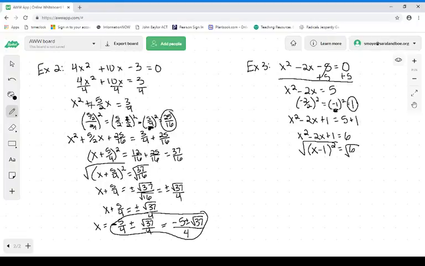We want to get x by itself. So our next step there, take the square root. x minus 1 is equal to plus or minus the square root of 6. This square root cannot be simplified at all. We leave it just as it is. So our final step is to simply add 1 to both sides. So x is equal to 1 plus or minus the square root of 6. And these are our solutions, zeros, or roots of this quadratic.